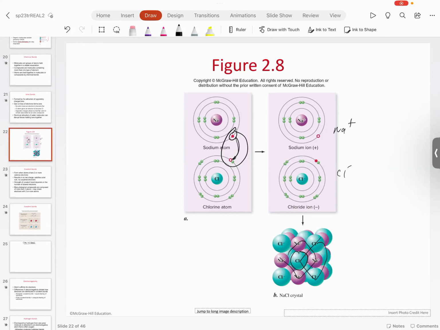And that kind of creates this sort of very orderly, in this case, a very cubical type of crystal. Okay, and that's a salt crystal. And we get that with ionic bonds.